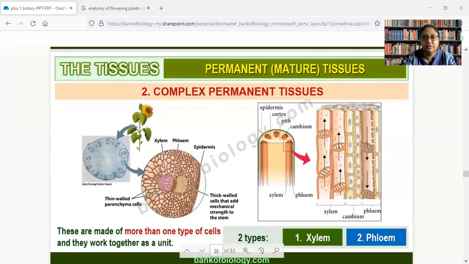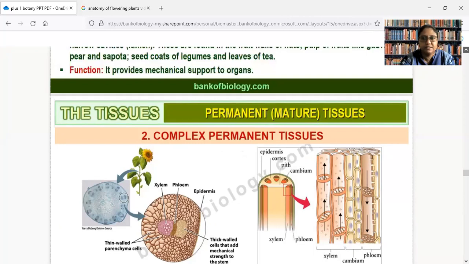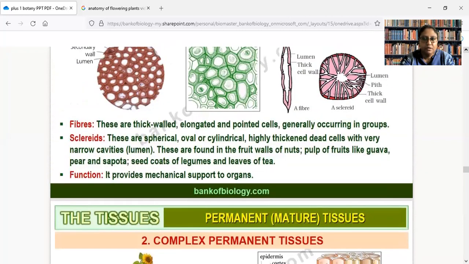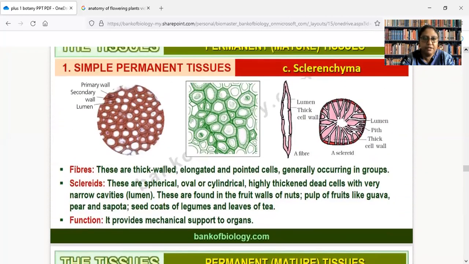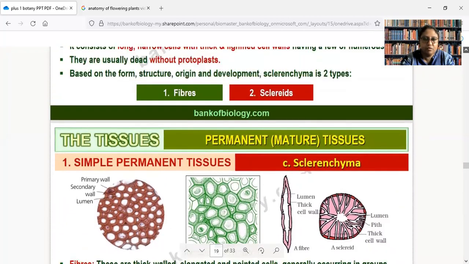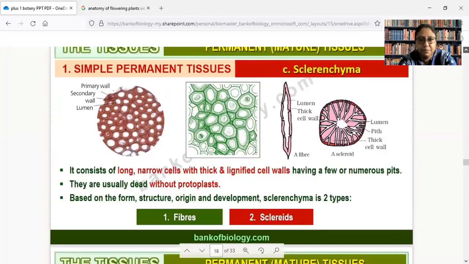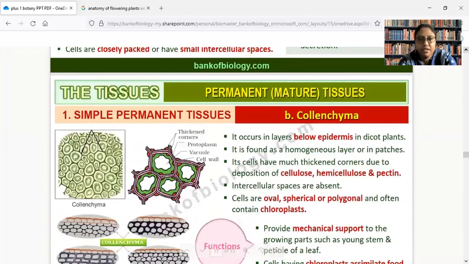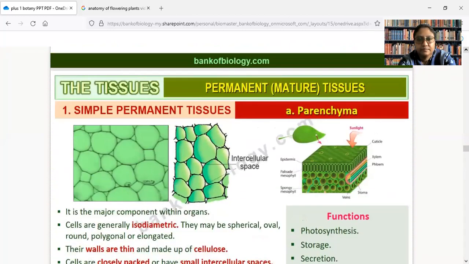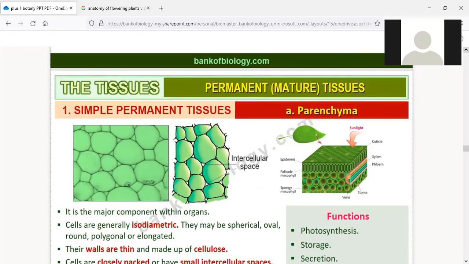Good evening, everyone. Yesterday, we discussed in our lecture the different types of simple permanent tissues, where we talked about parenchyma, collenchyma, and sclerenchyma, which are termed simple permanent tissue. Anyone, any doubt regarding that? Class? No doubt. So we will move ahead.